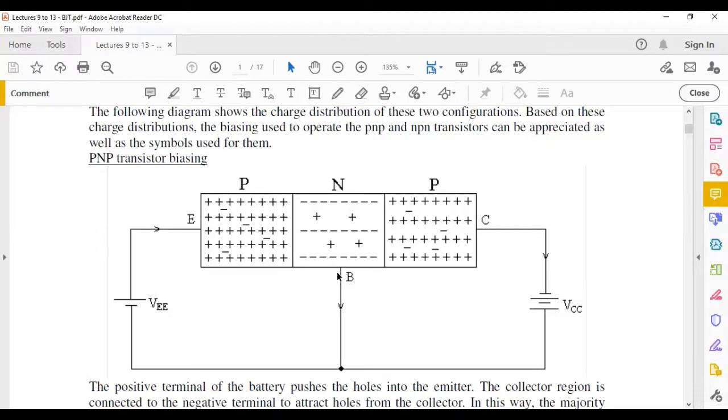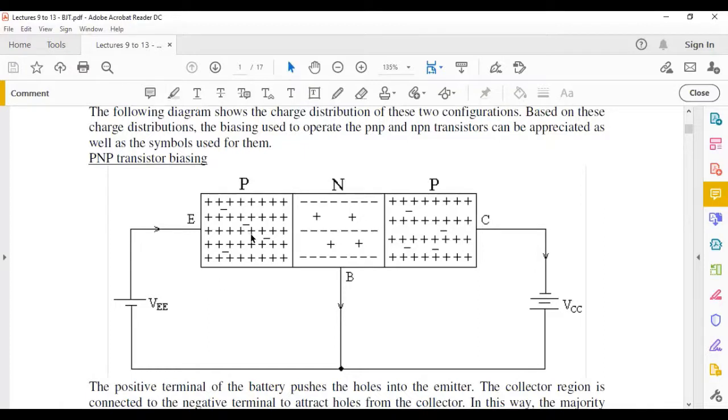Now look at how the base is connected. Since you still want to have an overall flow there, this has to be positive, and then this one would have to be less positive, so that there's still a flow. So this is why it is grounded. And then the collector would have to be more negative than the base for charge to keep flowing. This is a relative polarity of the different regions.